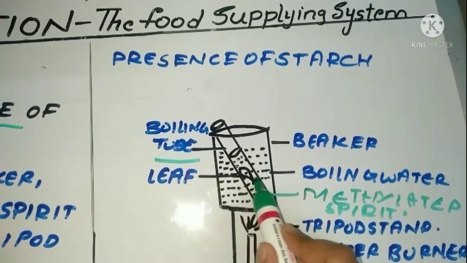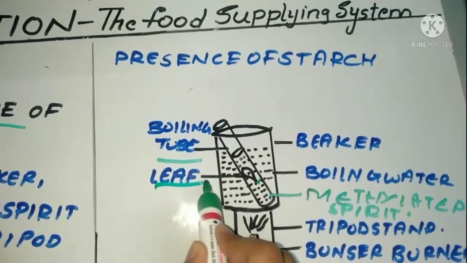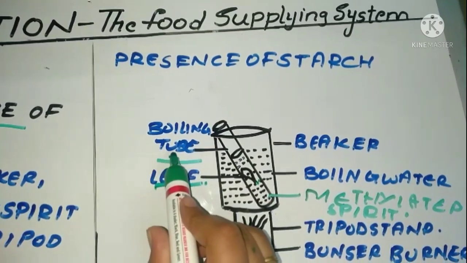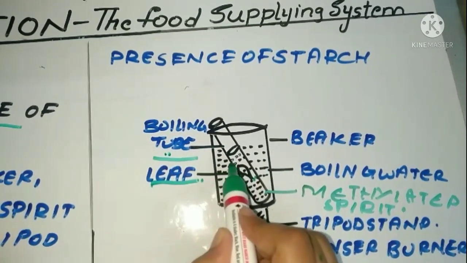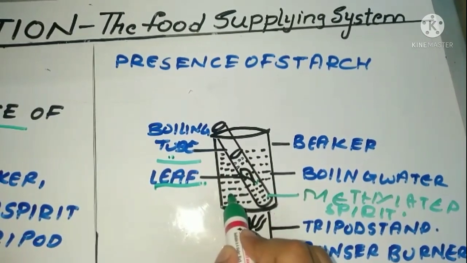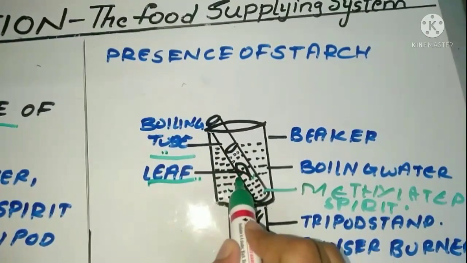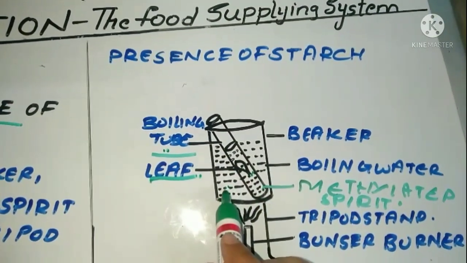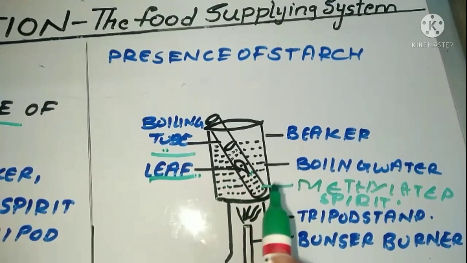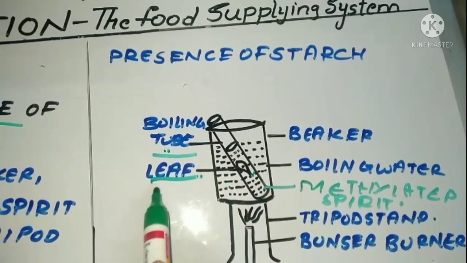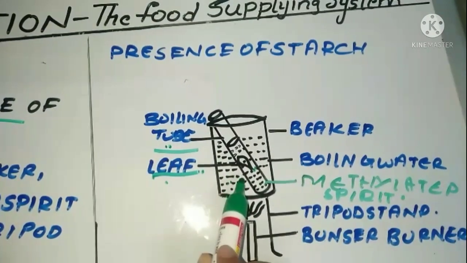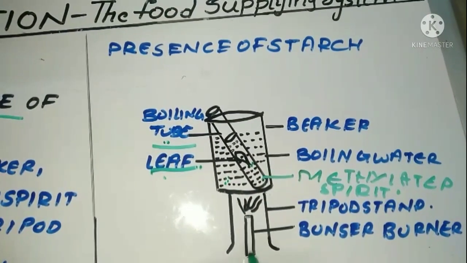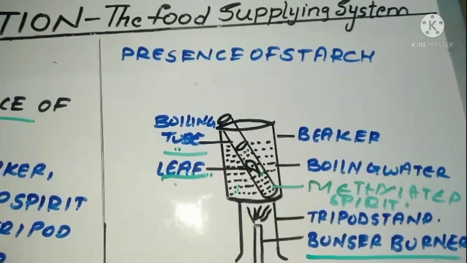Here we can observe this leaf. We have to keep that leaf in methylated spirit, which we take in the boiling tube. Now we have to keep that boiling tube inside the beaker which is containing water. So first of all we take a beaker with some amount of water, and separately we select a leaf from a plant, keep that leaf in methylated spirit in a boiling tube, and keep this boiling tube in water. Now we have to start heating by using the Bunsen burner.